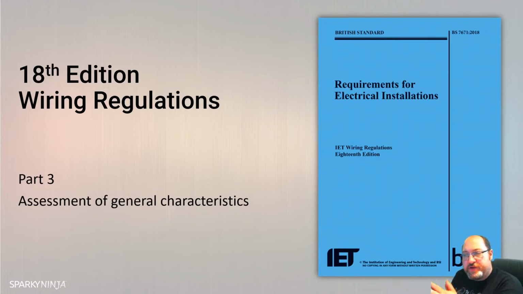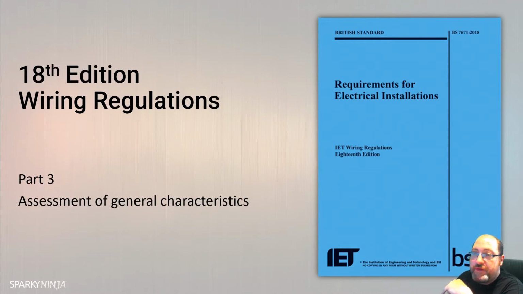So Assessment of General Characteristics starts with 301.1. It's basically saying that an assessment shall be made of the following characteristics of the installation in accordance with the chapter indicated. So we're going to look at the purpose for which the installation is intended to be used, its general structure and its supplies, external influences which you'll be exposed to, compatibility of the equipment, maintainability, safety services, and the assessment for continuity of service.